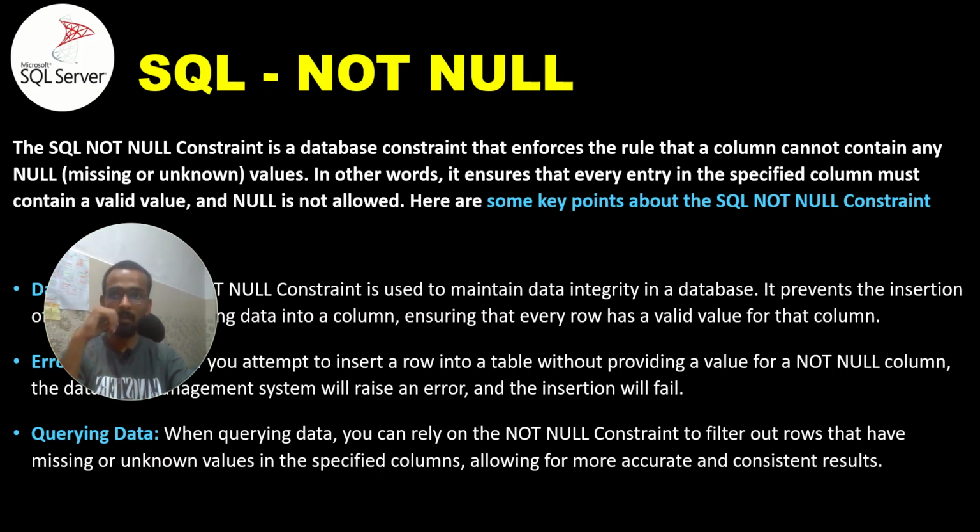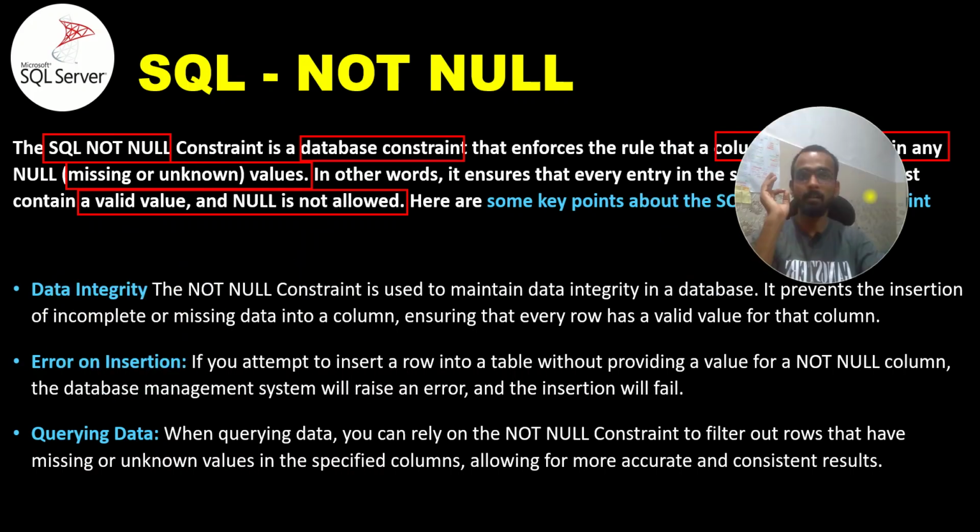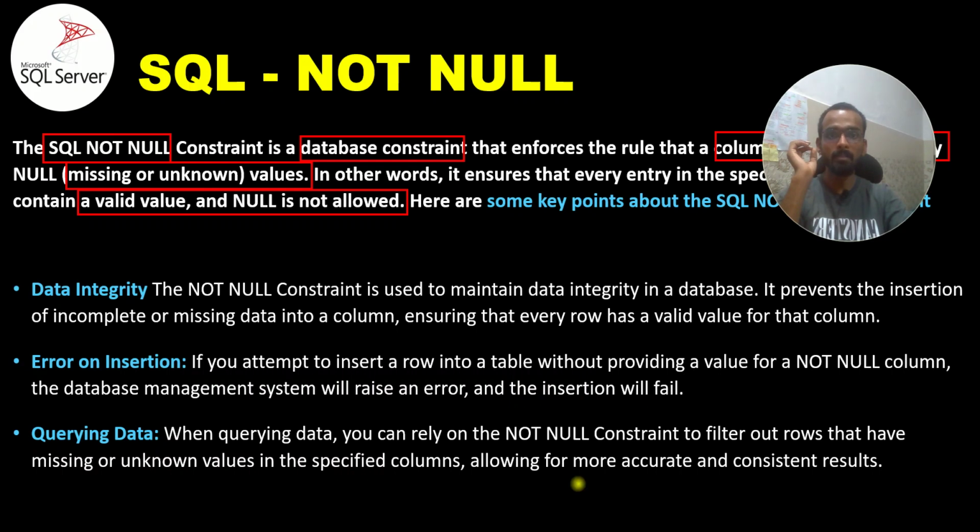Basically, the not null constraint is a database constraint that enforces the rule that the column cannot have a missing or unknown value. So you have to provide a specific value for that column whenever the not null constraint is applied. It also specifies that a column must contain a valid value, and null is not allowed. So this is its definition, and the characteristics are below. We will discuss them one by one.